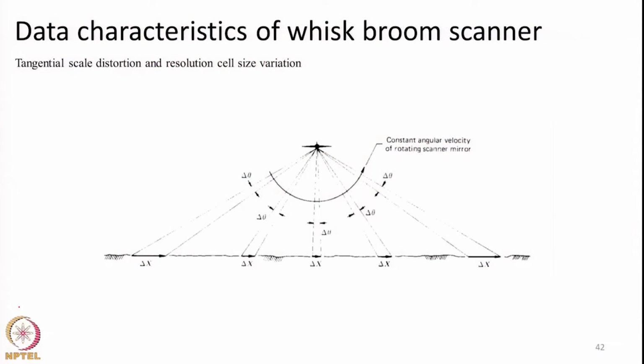First, we are going to talk about the characteristics of data collected by a whisk broom scanner. First thing that will happen is that an image collected by a whisk broom scanner will undergo what is known as tangential scale distortion and resolution cell size variation. These two are basically distortions. These two are inherent in the data collected by whisk broom scanners. What are these things? What is tangential scale distortion? I told you, when whisk broom scanning happens, the satellite will be moving like this, and the scanner will be scanning like this in the across track direction.